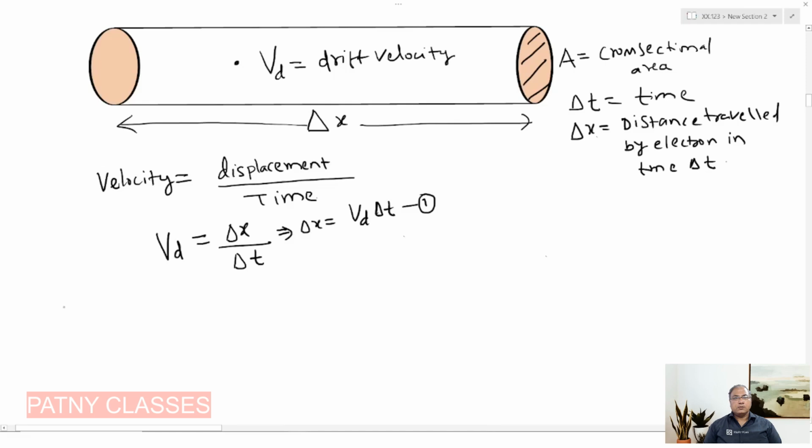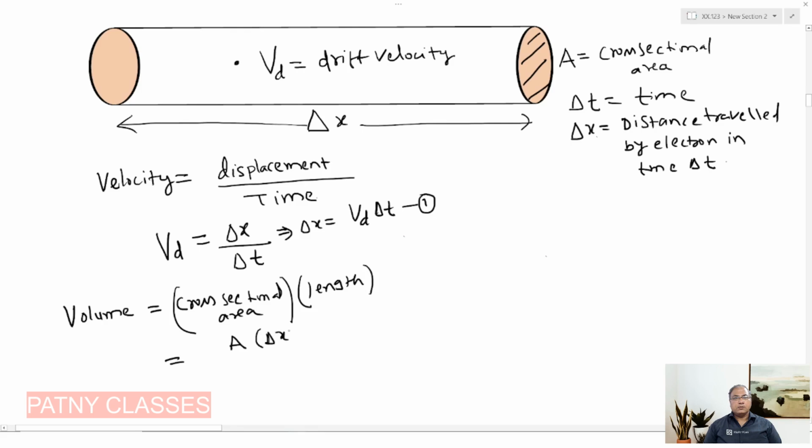Now, what is the volume of the wire? Volume is nothing but cross-sectional area multiplied by length. The cross-sectional area is A and the length is delta x. Therefore, the volume of the wire equals delta x into A. Let us call it equation number 2.